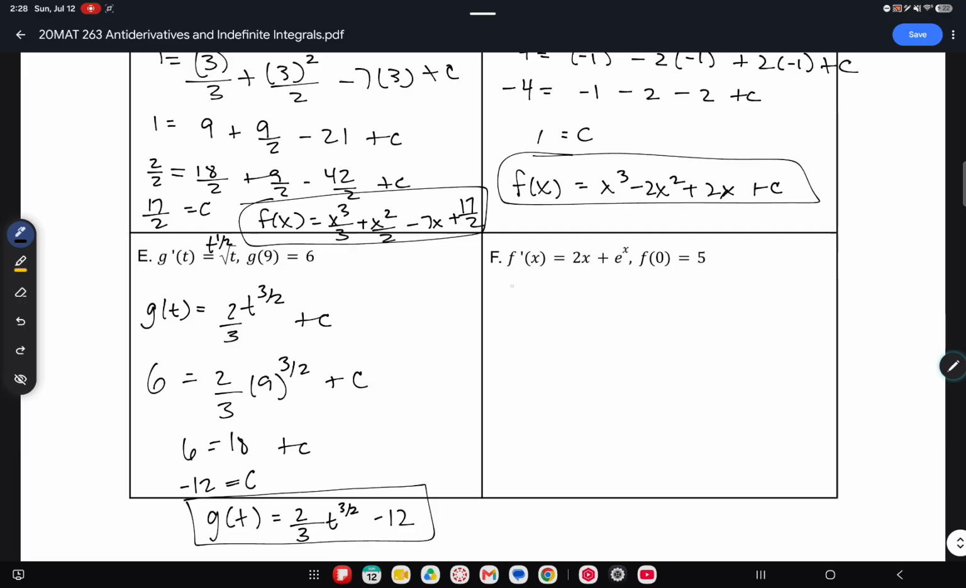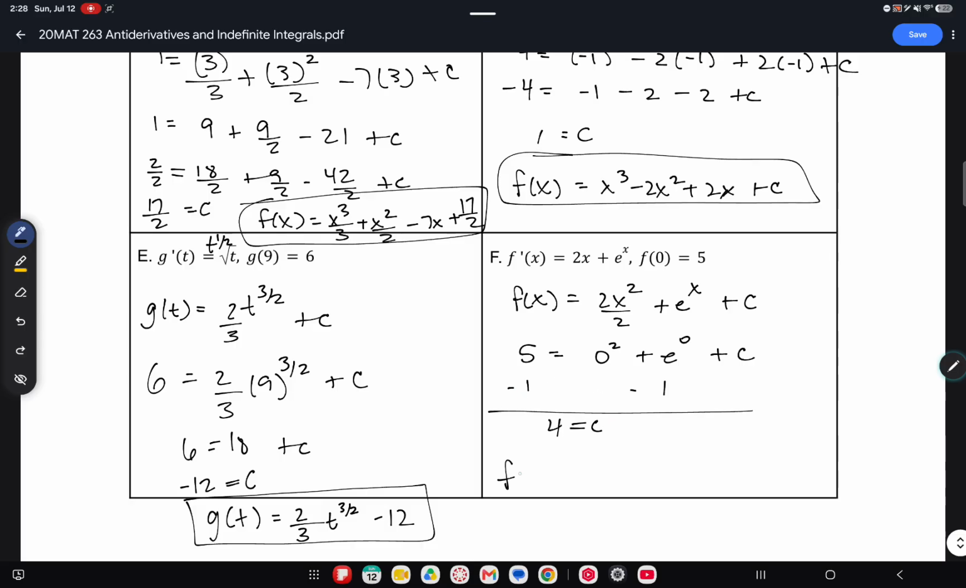And then this last one here. So we get, let's see, 2x squared over 2 plus e to the x plus c. And then if I substitute in 0, e to 0 is 1. If I subtract 1 on both sides, I get c is 4. So my specific solution is x squared plus e to the x plus 4.